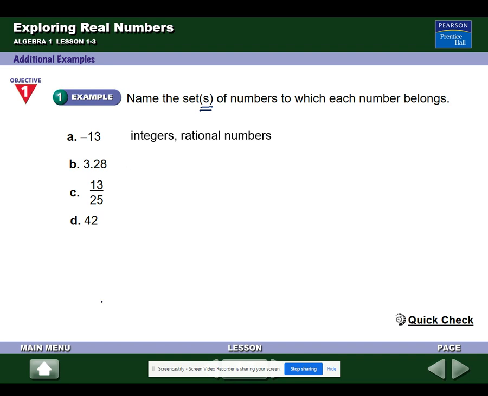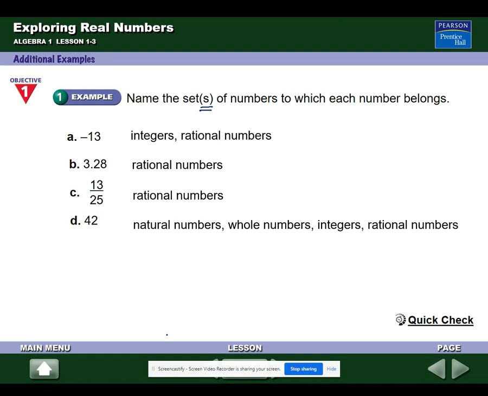3.28 would be a rational number and also real. 13/25 is a fraction, so it's not irrational because it can be written as a fraction, or if you looked at it as a decimal, it would be terminating or repeating. This one would terminate. So that is also a rational number and a real number. Again, I think you should include real here and here. And then 42 would be all of the above, except it's not irrational. So whole number and all of its upper umbrella terms: whole number, integer, rational number, real number. And yes, they did include natural number there. I'm not really requiring that, so you can probably leave that one out.